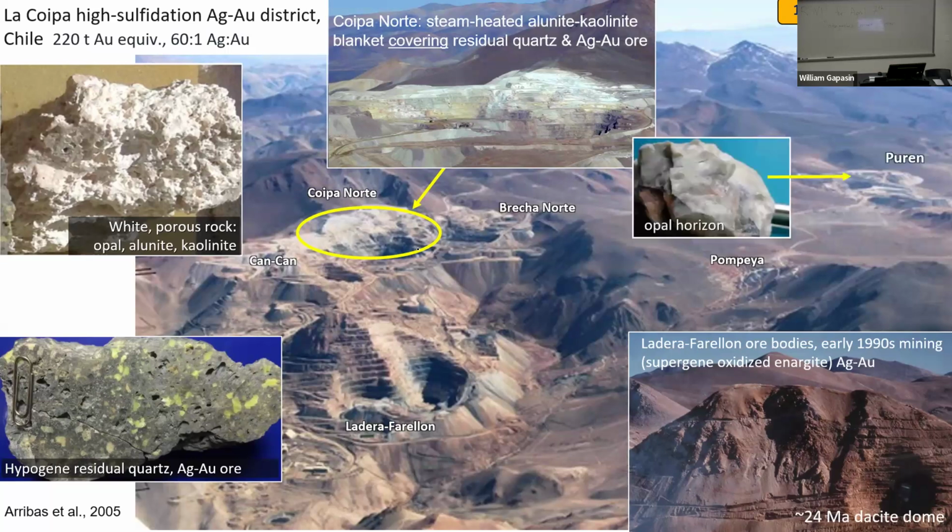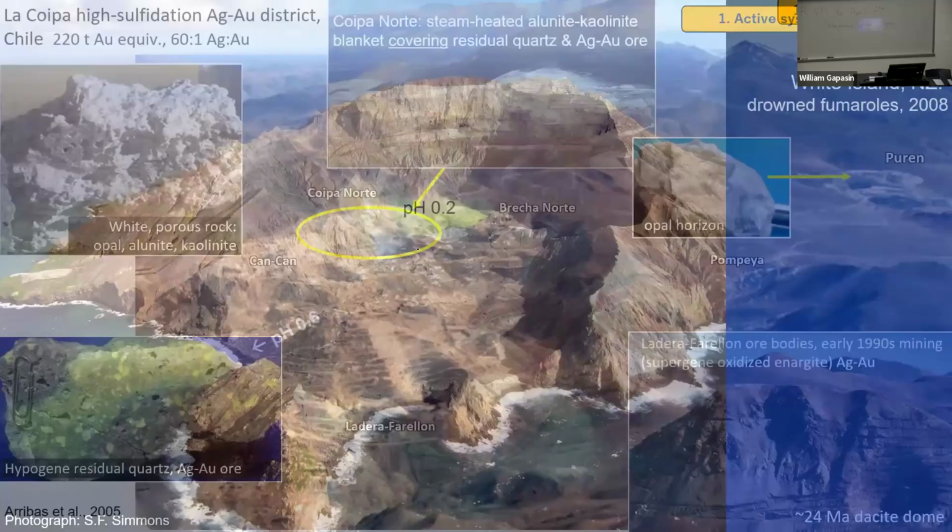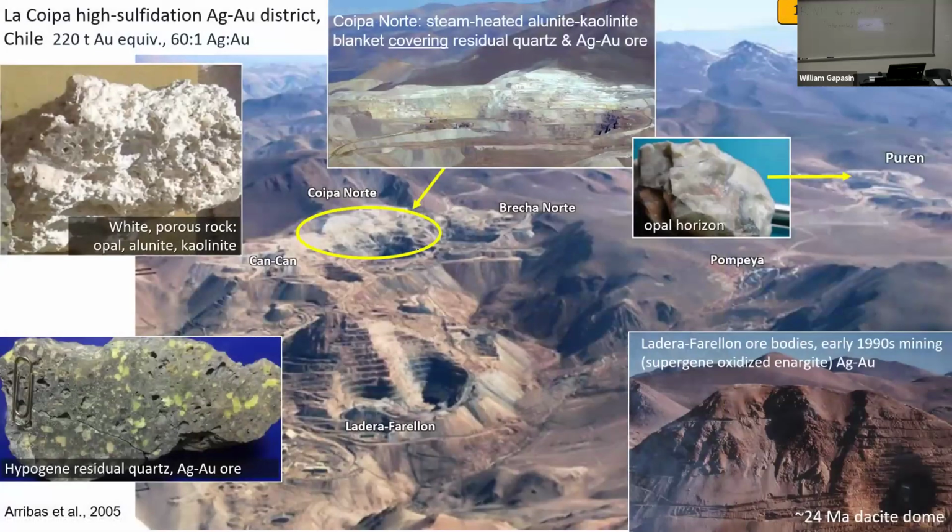Well, Puren was discovered beneath a horizon of steam heat alteration, 5 kilometers to the northeast, with opal horizons through here. And that was the companies, Codelco first, but then Placer Dome, followed up various anomalies and made this discovery. But there's a 30-meter thick blanket of barren steam heat alteration over the intermediate sulfidation Puren deposit, 5 kilometers from this high sulfidation district.